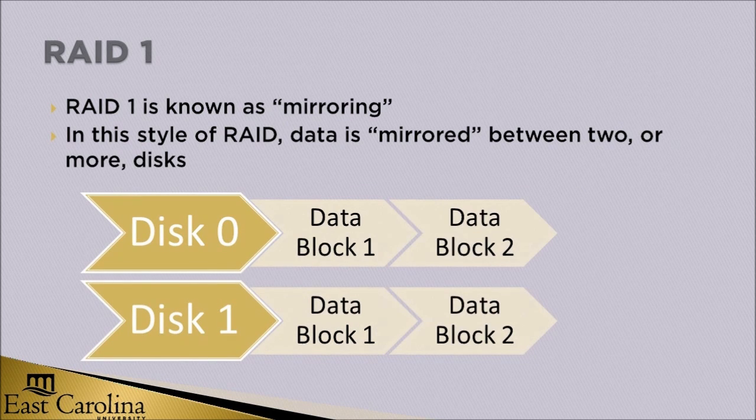RHEL 1 is known as mirroring. In this style of RHEL, the data is mirrored between two or more disks. This creates a clone of the data.